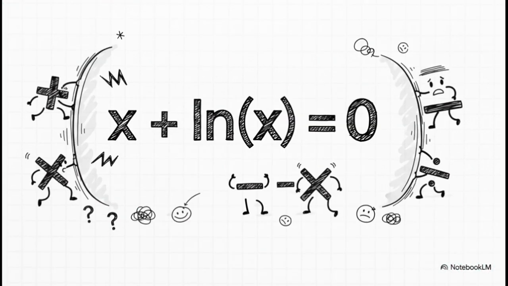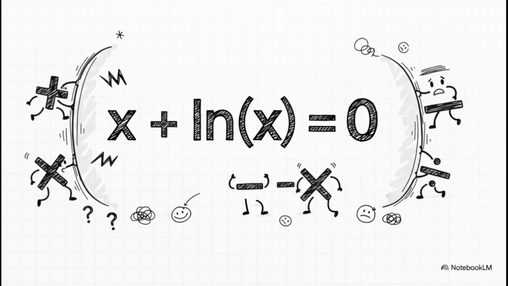Okay, take a look at this equation. x plus the natural log of x equals 0. Right off the bat, you can see there's no easy way to get x by itself. You can't just add or subtract or shuffle things around to find the answer. This is where we need to think completely differently.